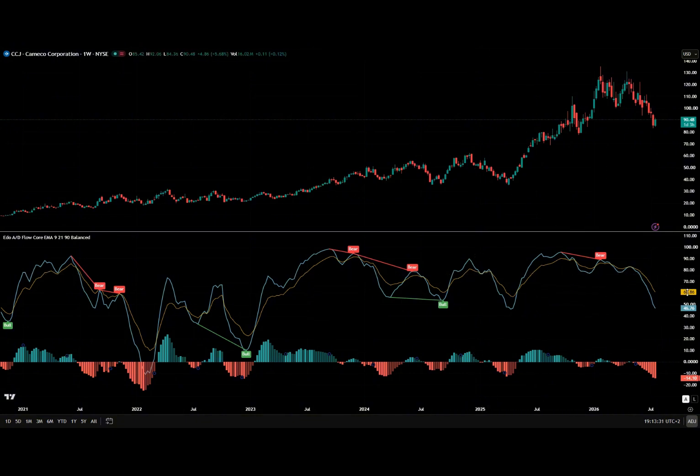It carries the direction of the flow over a longer stretch. On Cameco Weekly both are up in the high 70s and coming down together, which tells you the buying pressure is easing. Same information, two speeds. The interesting part is always the distance between them.